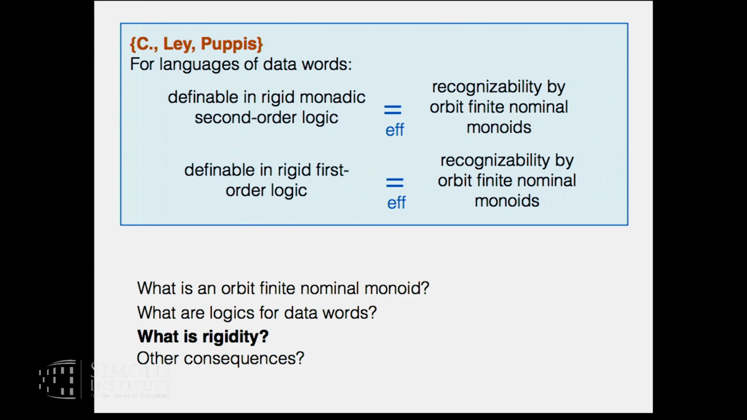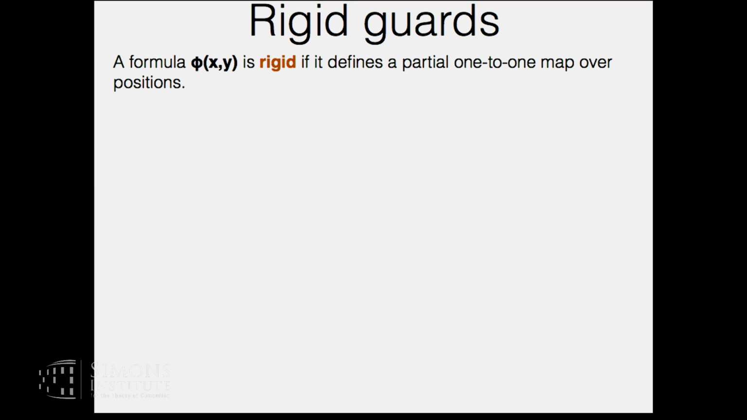So what is rigidity? Rigidity is a way to guard this equivalence test. So if we allow to compare any values x and y and say, do you carry the same data value, you immediately run into trouble because you define things that go in every direction and every graph is definable and nothing is decidable anymore. So you want to restrict it, and the way you restrict it is by using rigid guards. So imagine you have a formula phi of x, y, with no other free variables.